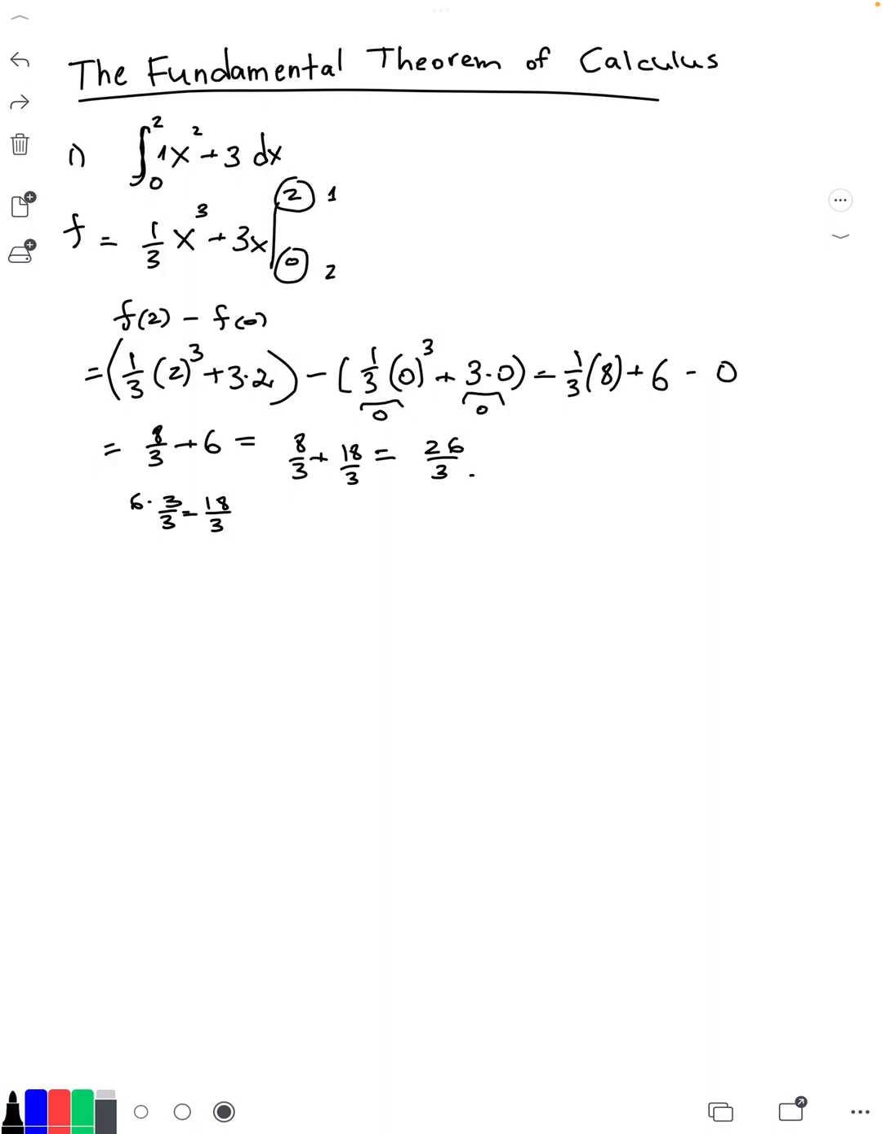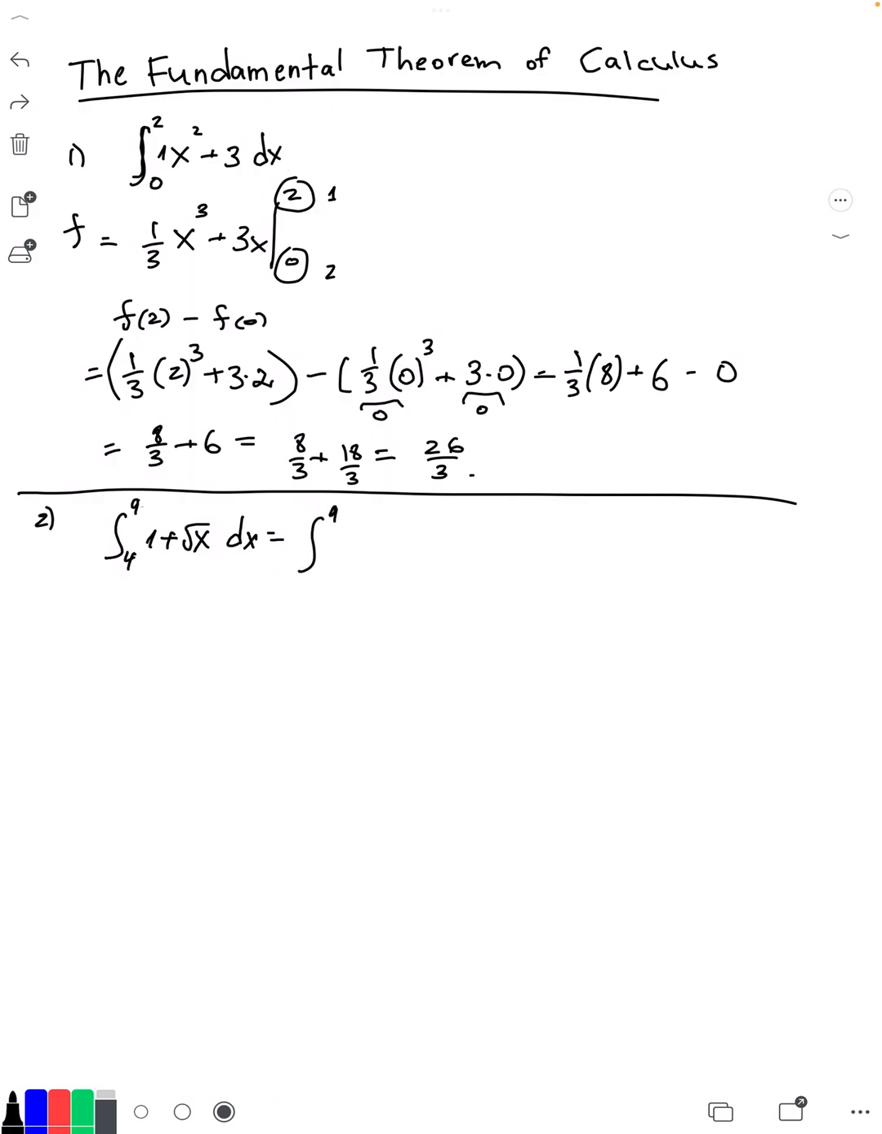Okay, now let's look at another example. We have the integral from 4 to 9 of 1 plus square root of x dx. So we can rewrite it: 1 is gonna stay the same, but instead of square root of x, we can write x to the power of half, and dx. It's gonna make it easier to anti-differentiate.